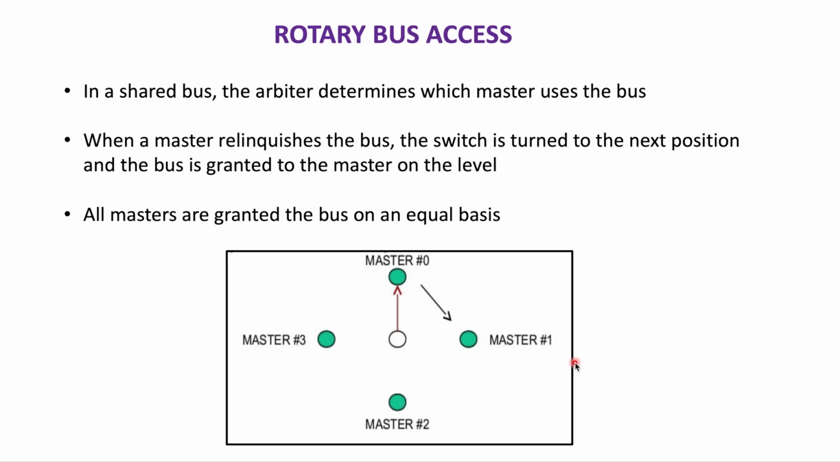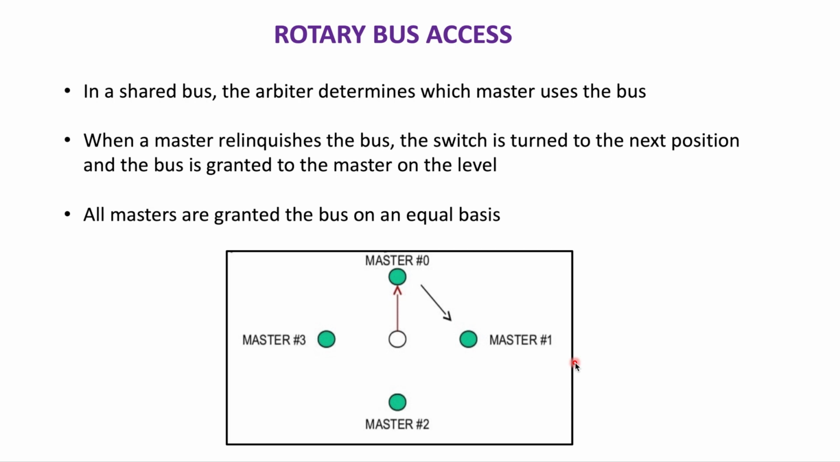So now coming to the rotary bus access. In a shared bus, the arbiter determines which master uses the bus. Here, each master requests CPU access for process execution. And when a master relinquishes the bus, the switch is turned to the next position and the bus is granted to the master on that level. By relinquishing, I mean that the process gets completed and the switch or the CPU access goes to the next process in the queue.